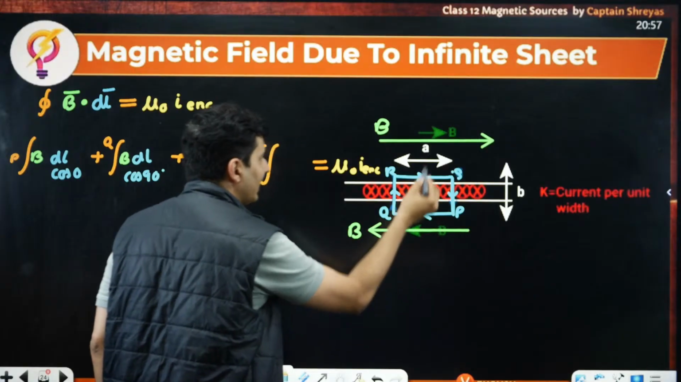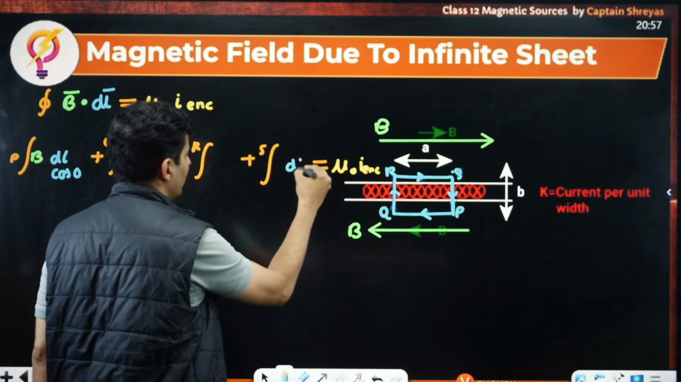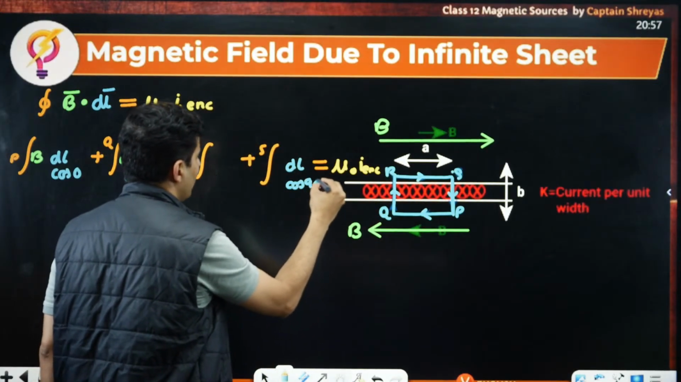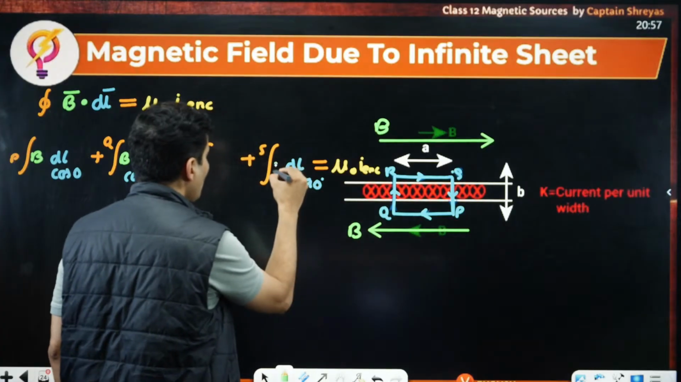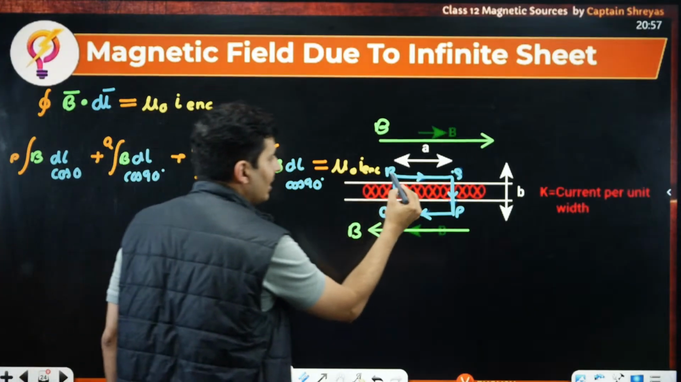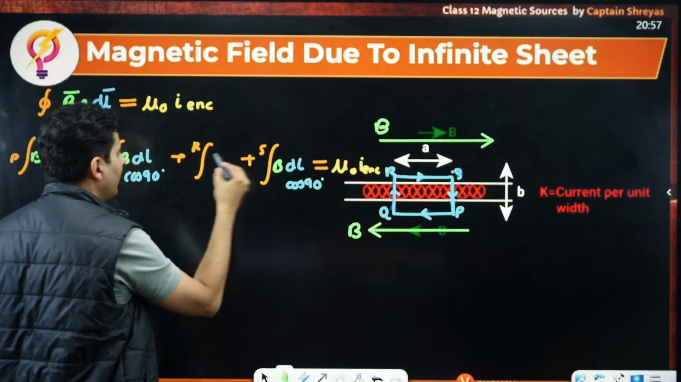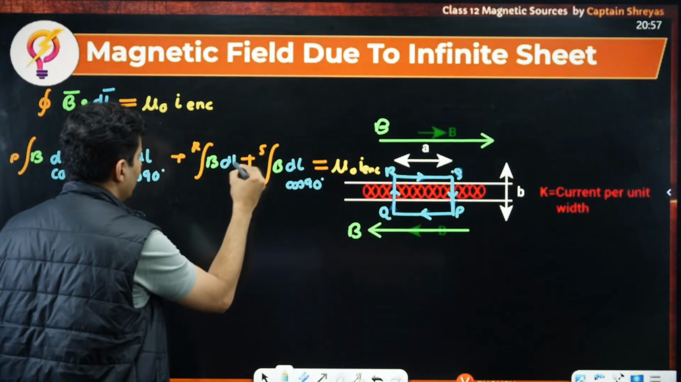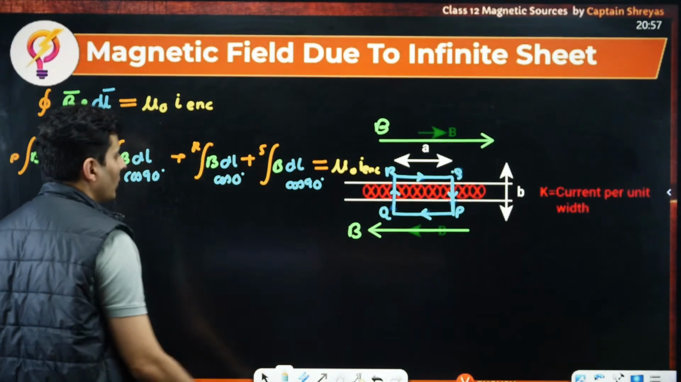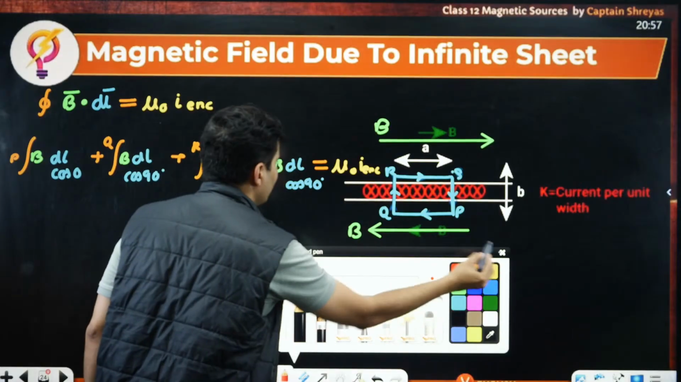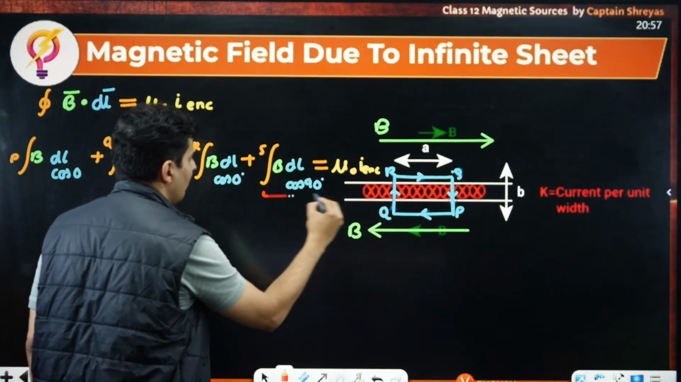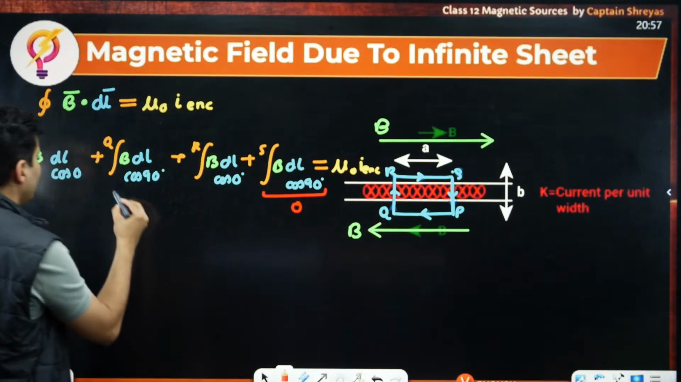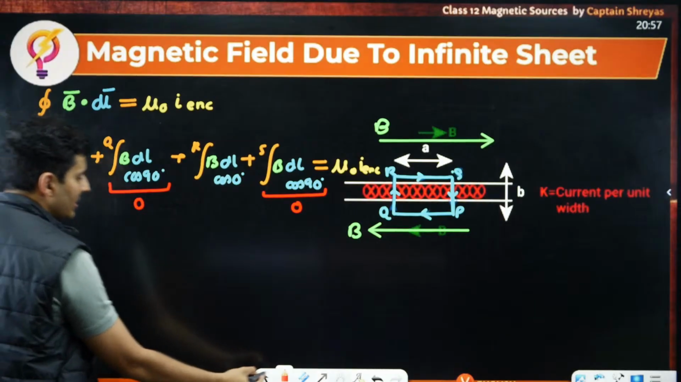dl and B vector anywhere is perpendicular, so you will have B dl cos of 90 degrees, which is 0. But what about R to S? From R to S, B and dl vector are parallel to each other, so B into dl into cos of 0. So what happens is, this guy will completely become 0 because cos 90 is 0. This will also become 0.